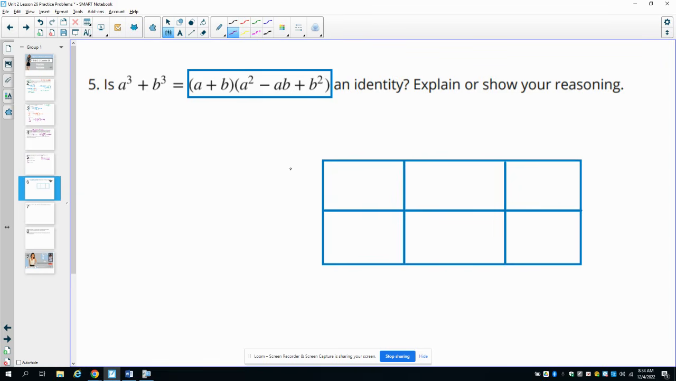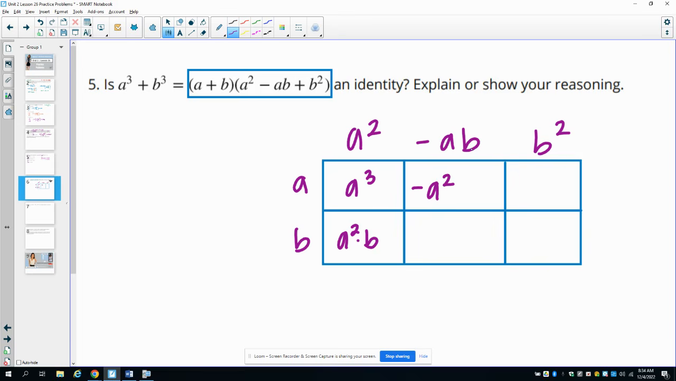And we're doing A plus B times A squared minus AB plus B squared. So A squared times A is A cubed. A squared times B is just A squared B. A times negative AB, so we've got an A times an A, which is an A squared, and then we've also got that B. So negative A squared B.